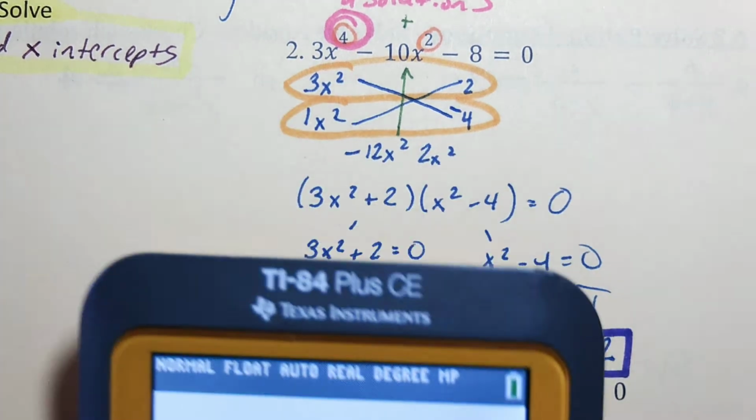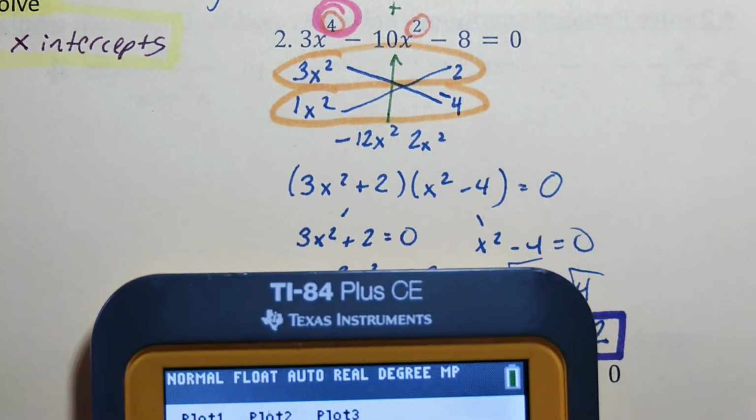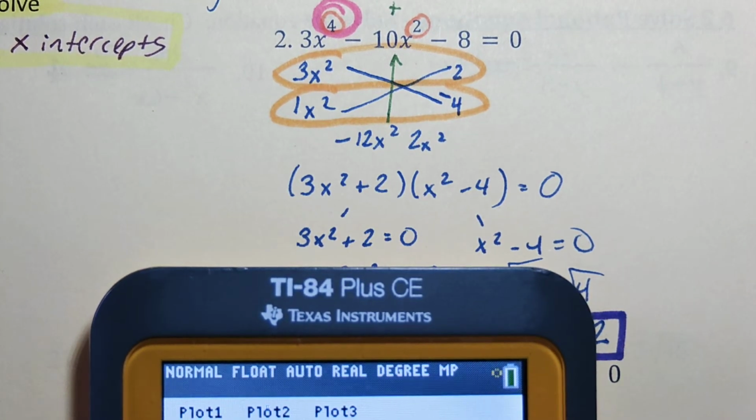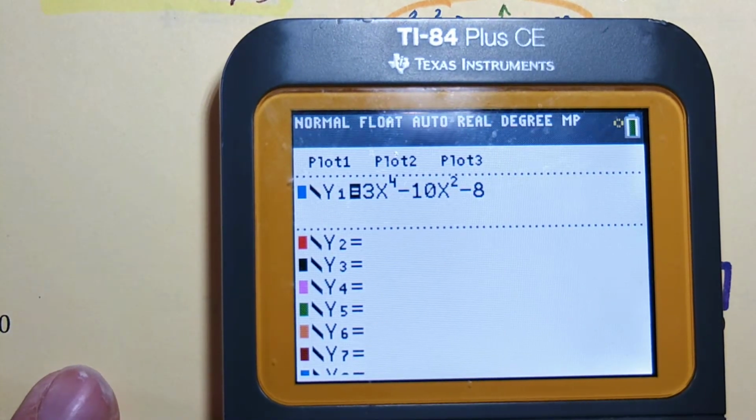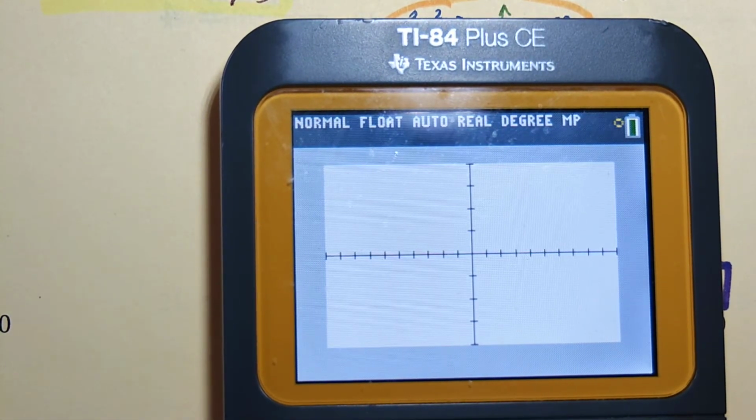So I can kind of check myself on this, because if I go and I type that equation in, 3x to the 4th minus 10x squared minus 8. So if I type that into the y equals part of my calculator and I hit graph, my coordinate plane is strange. Hold on, zoom standard.